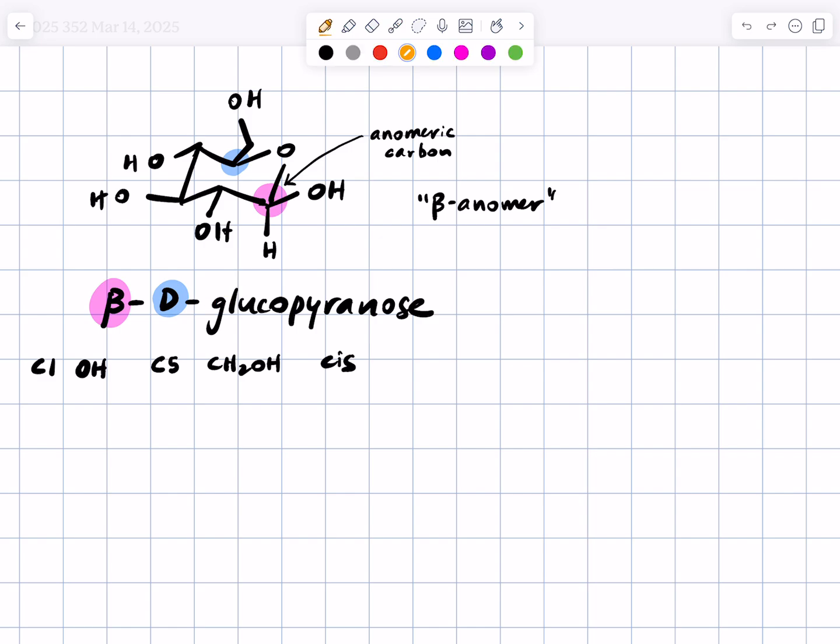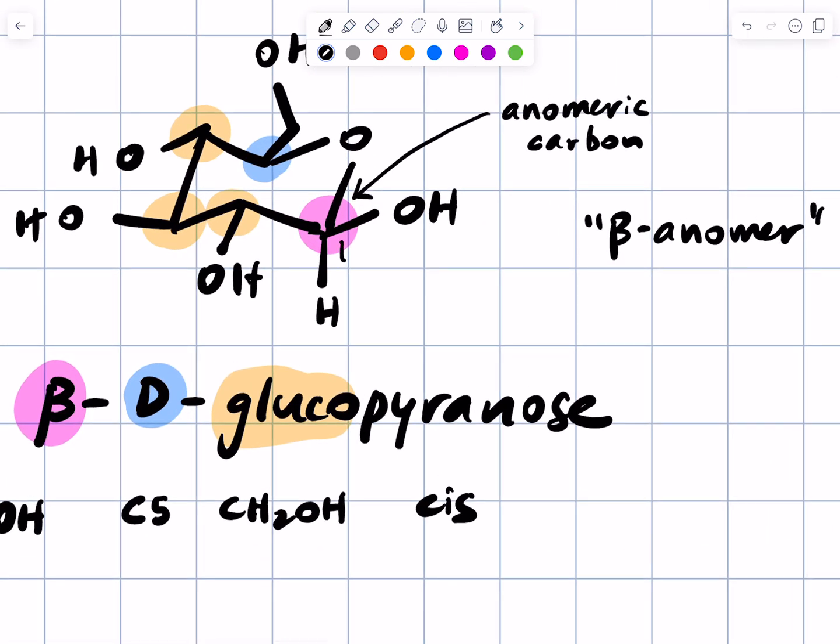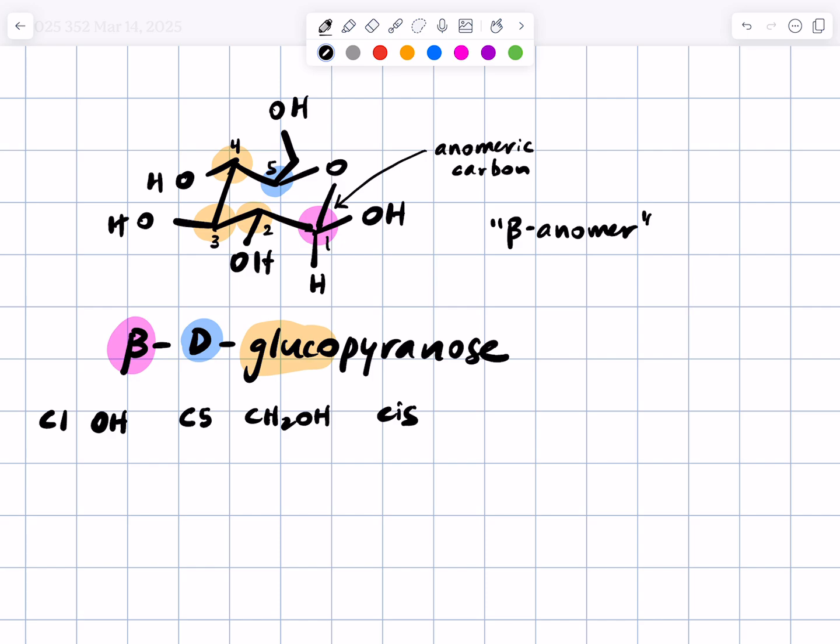What does that tell you? It turns out that gluco tells you the configuration of C2, C3, and C4. Just to help us out, I'll number the carbons of the ring: 1, 2, 3, 4, and then 5. So beta refers to configuration at C1 as relating to C5. D refers to configuration at C5. And then gluco refers to configuration at C2, C3, and C4. The best way to remember this is when you draw glucose in its more stable chair form, the C2, C3, and C4 OH groups are all equatorial. Up or down depending on which carbon they're on, but they're all equatorial.